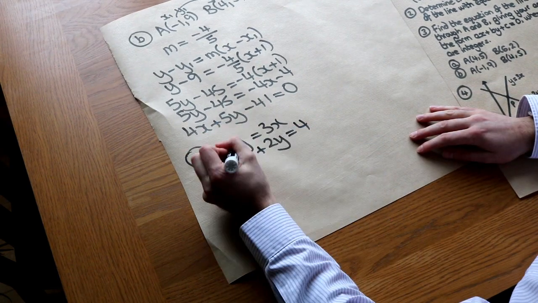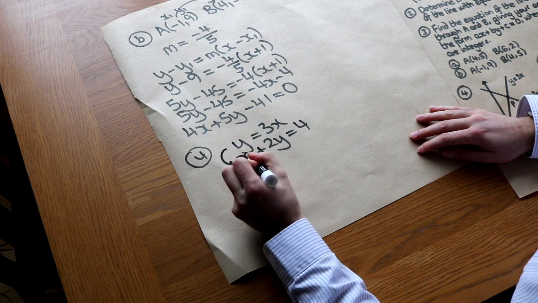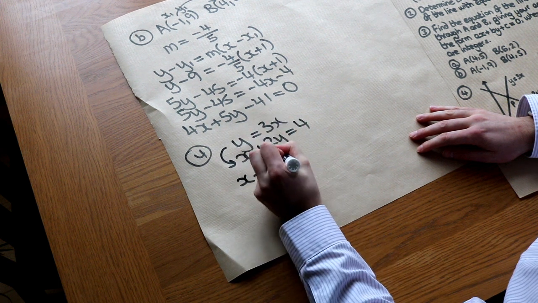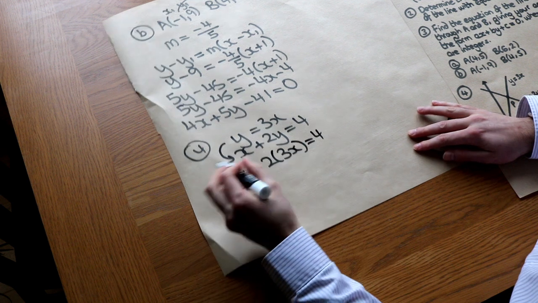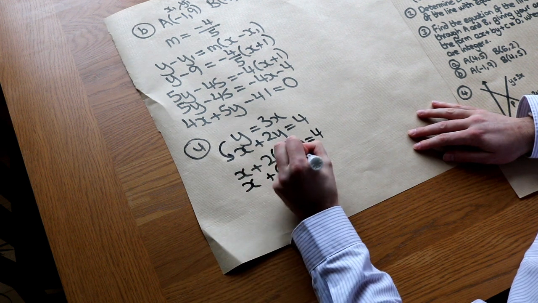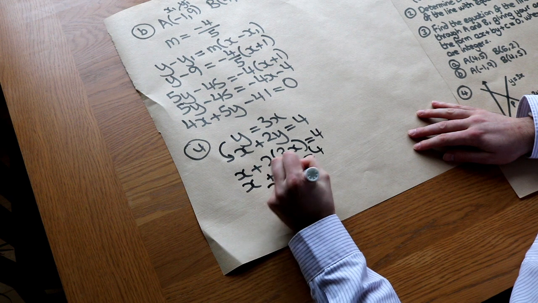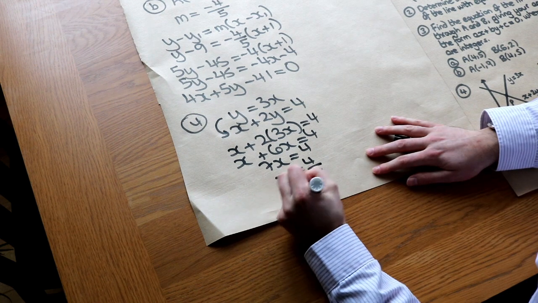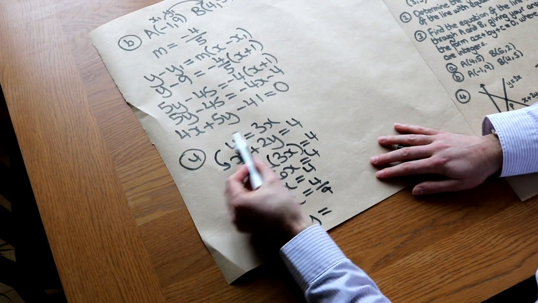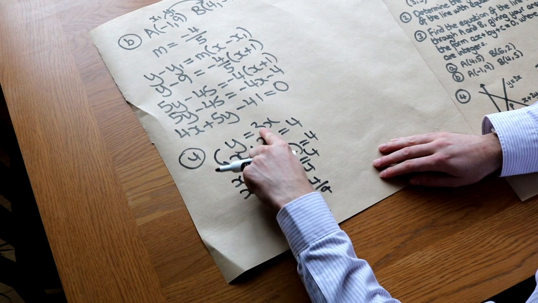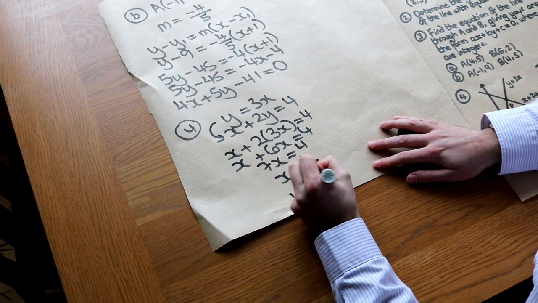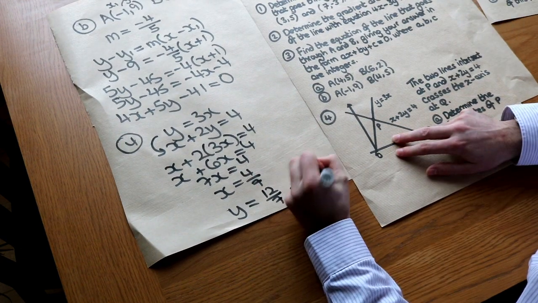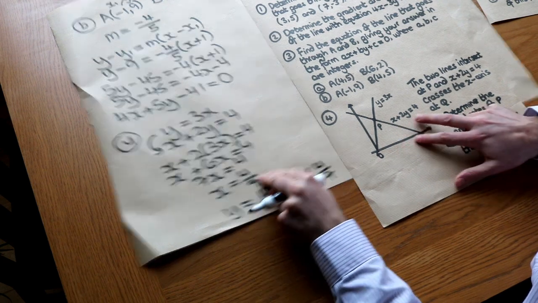If y is equal to 3x, then we can substitute that into this equation. So we get x plus 2 times y, where y is 3x, so 2 times 3x equals 4. So that means x plus 6x equals 4, 7x equals 4, and that means x is 4/7. And then we can substitute that 4/7 into either equation, doesn't matter which one, but this equation is easier, y is 3x. So y is 3 times 4/7, which is 12/7. So we've worked out where these lines intersect. The point P is going to be 4/7, 12/7.